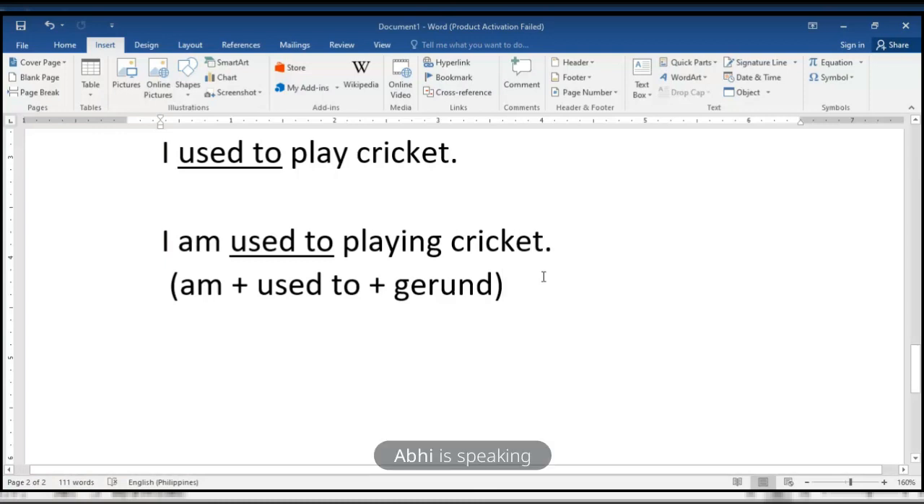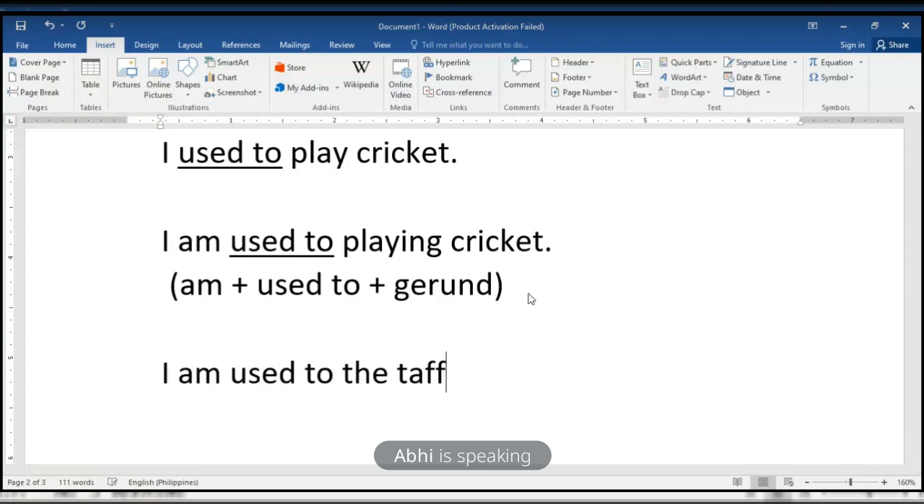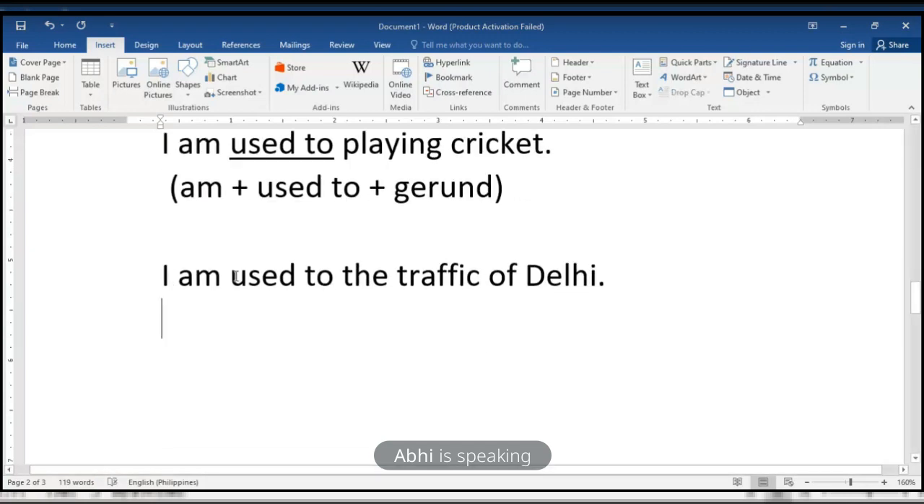Yeah, you are using a helping verb, so you use playing with ing. Exactly. If I say that I am used to the traffic of Delhi, this sentence is also correct. Don't be confused that there should always be V-ing here.